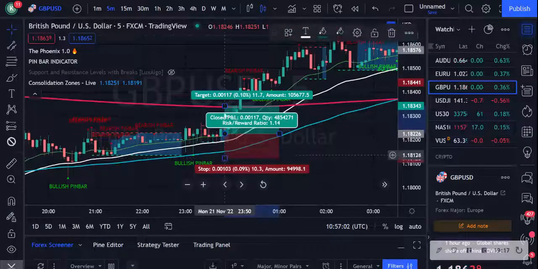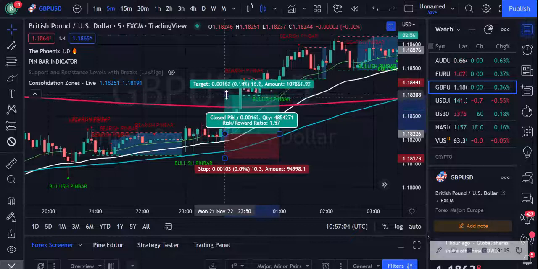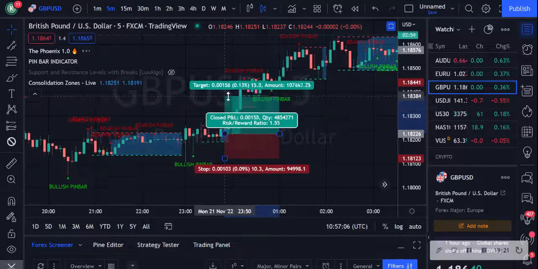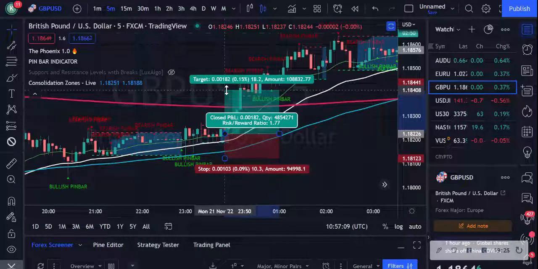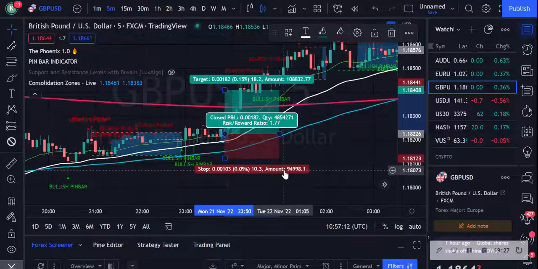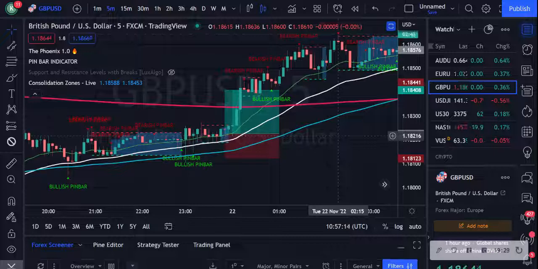Yeah, probably about the 120. And then you could take 1.5. You would have already hit your target. If you close it at this candle, it's basically 18 pips to 10 pips. Right, so it's 1 to 1.77 risk to reward ratio.